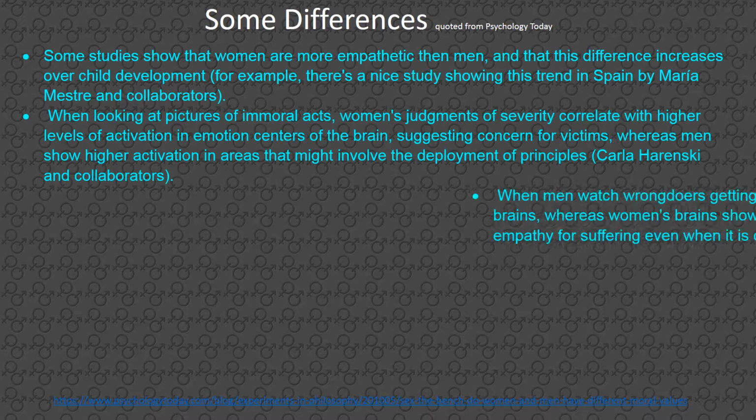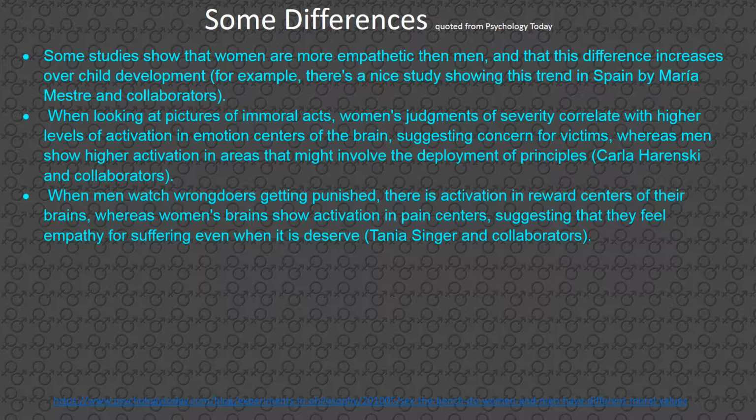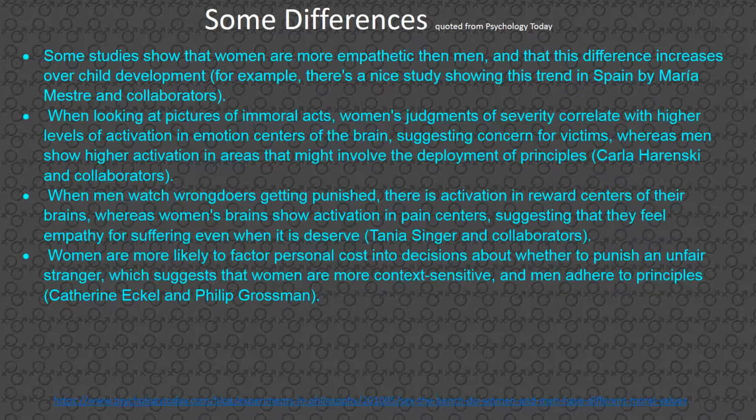principles. When men watch wrongdoers getting punished, there is activation in the reward centers of the brains, whereas women's brains show activation in pain centers, suggesting that they feel empathy for suffering even when it is deserved. Women are more likely to factor personal costs into decisions about whether to punish an unfair stranger, which suggests that women are more context sensitive and men adhere to principles.